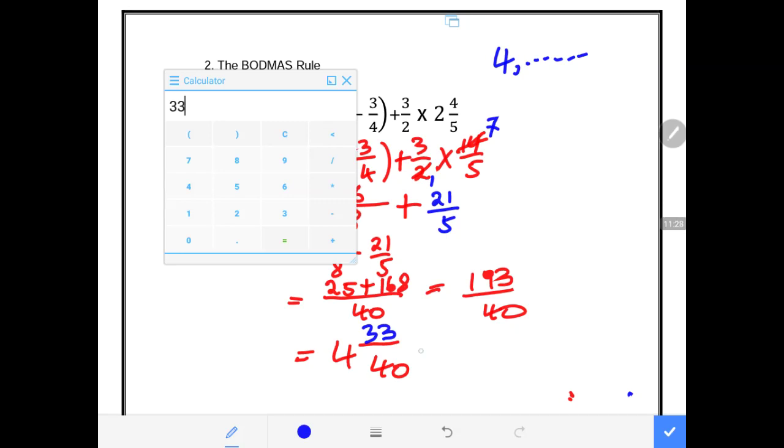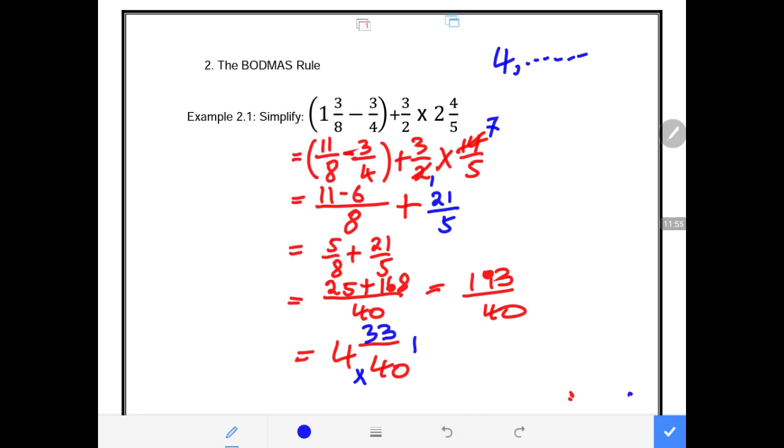So now if you want to prove this one back to that number, you say 4 times 40 plus 33. We multiply here and we add here. And honestly, if you say 4 times 40, it will give us 160 plus 33. It is 193 over 40. So now this will be our final answer, which is the simplified version of our answer.